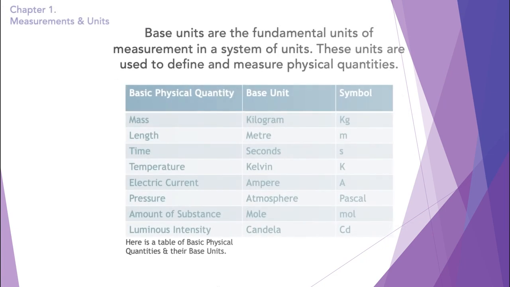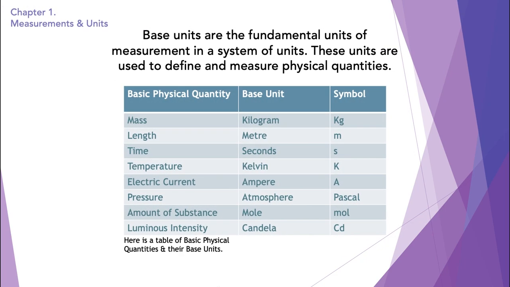So here we have a table of some basic physical quantities and their base units. Base units are the fundamental units of measurement in a system of units. These units are used to define and measure physical quantities. So there are total 7 base units, which I have all written down over here in this table. First we have mass, which has a base unit kilogram. The symbol of this unit is kg. Length has a base unit meters, symbol m.